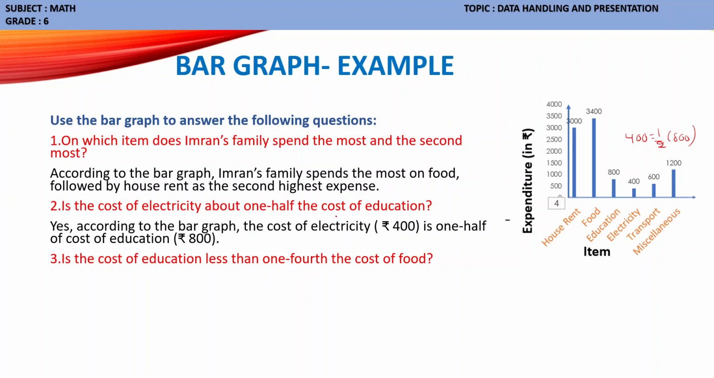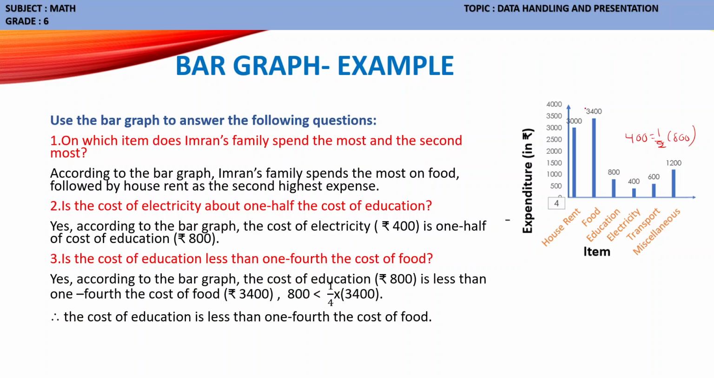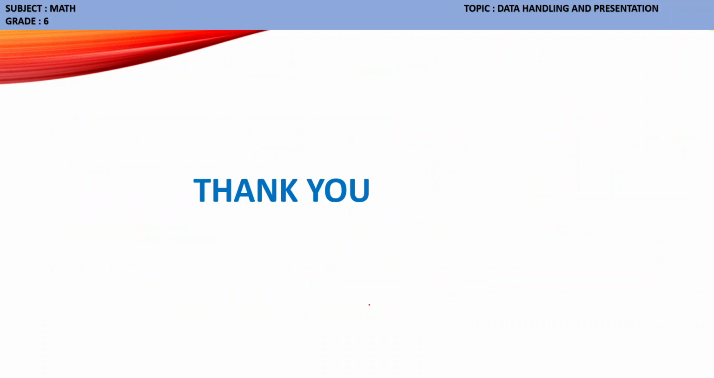Is the cost of education less than 1/4 of the food? Education here is 800. Food is 3400. Obviously, this is yes. 3,400 divided by 4 will always be greater than 800. So, according to this bar graph, the cost of education, 800, is less than one fourth of the food, 3,400. Therefore, the cost of education is less than one fourth of the cost of the food. Thank you.